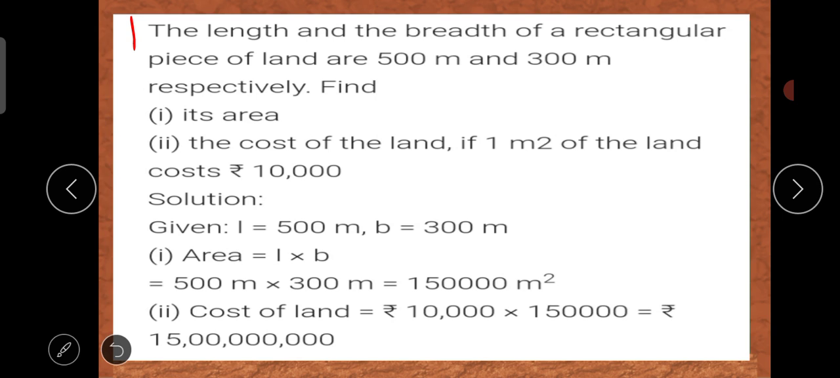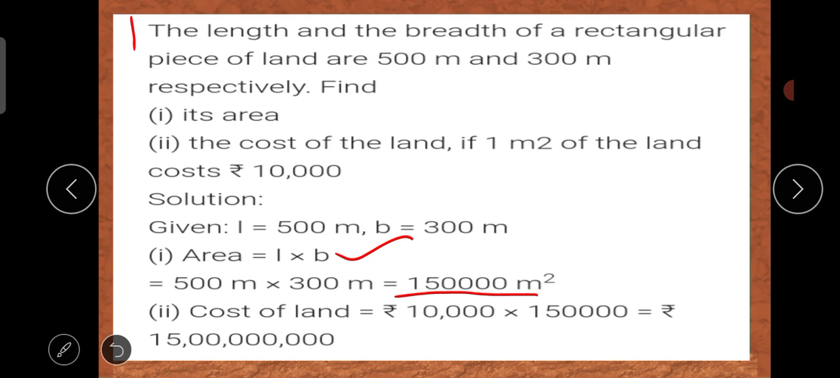In the question, what is given? Length is given and breadth is given. So that we have to write, and the area formula is what? Length multiplied by breadth. So 500 is multiplied by 300. We will get the answer, that is 1,50,000 meter square. Now, second question, they ask the cost of the land.